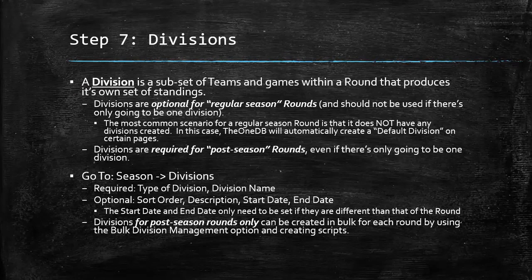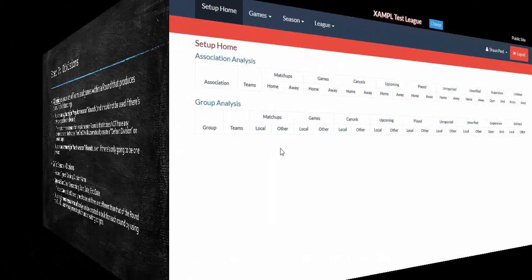Next, we have the option to create divisions within our rounds. Now, for postseason rounds, divisions are actually a requirement and not optional. In this video, we are focusing more on preparing the season structure for a regular season. So we'll do another separate video covering how to set up postseason rounds in those divisions. Keeping in mind that the use of divisions in a regular season is actually rare, and again, not a requirement, we'll quickly cover in our demo a scenario where you might need to use them.